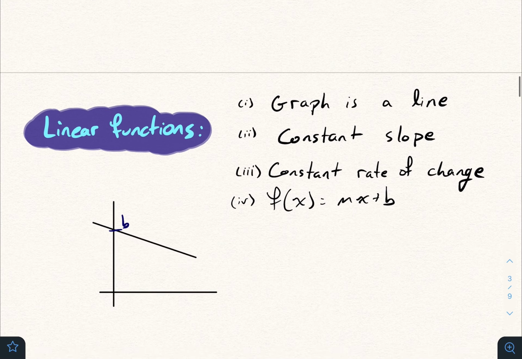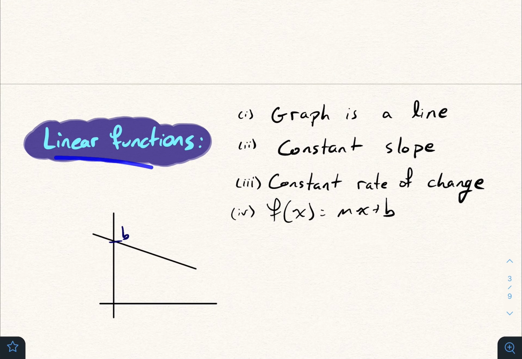Okay, let's look at some examples of functions. Linear functions are probably the most basic of examples, and they are very common. The reason they have their name is that if you look at their graph, it's just a line. So here's just a line.